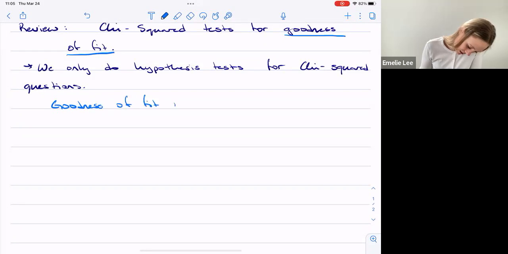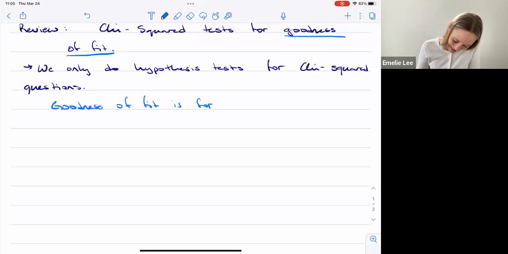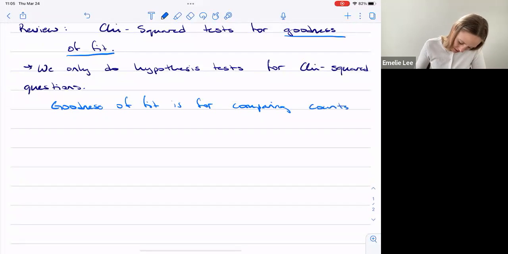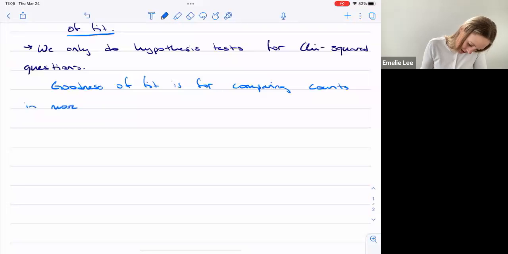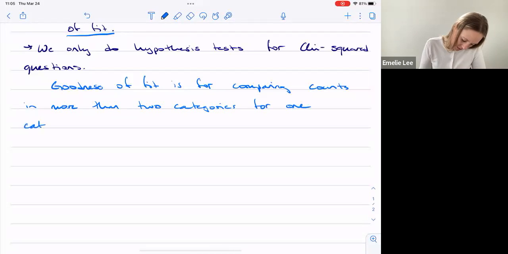Goodness of fit is for comparing more than 2 categories of one categorical variable, or comparing counts in more than 2 categories. Right, for one categorical variable.